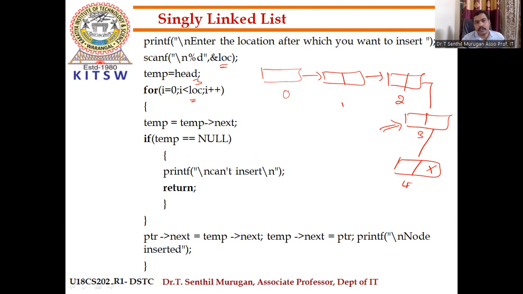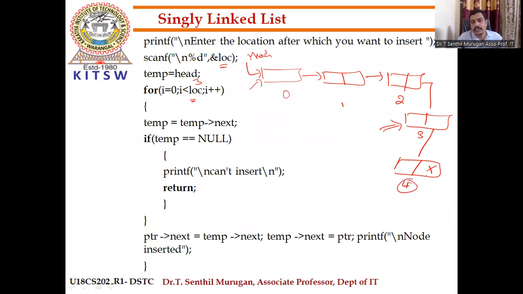So here we start from 0. Where do we have to move? Initially the head pointer is pointing here. We assign the head value to the temporary pointer. The temporary pointer will move up to the given location. If the given location is 4, then there is a null pointer there, no?